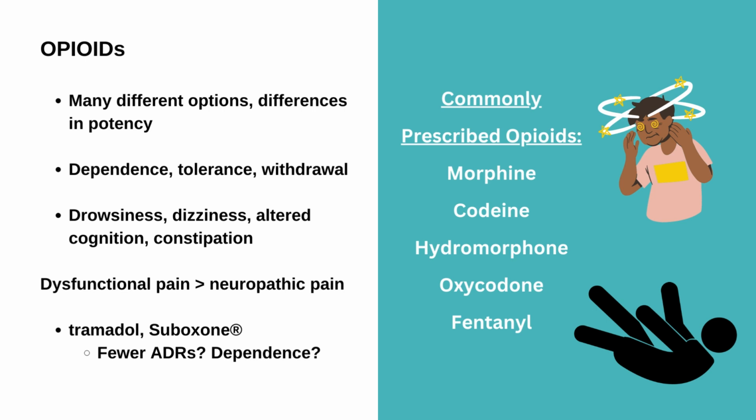In terms of the research, opioids have been shown to be most beneficial in the treatment of dysfunctional pain. However, they can also be employed for neuropathic pain, although they don't seem to be quite as effective.